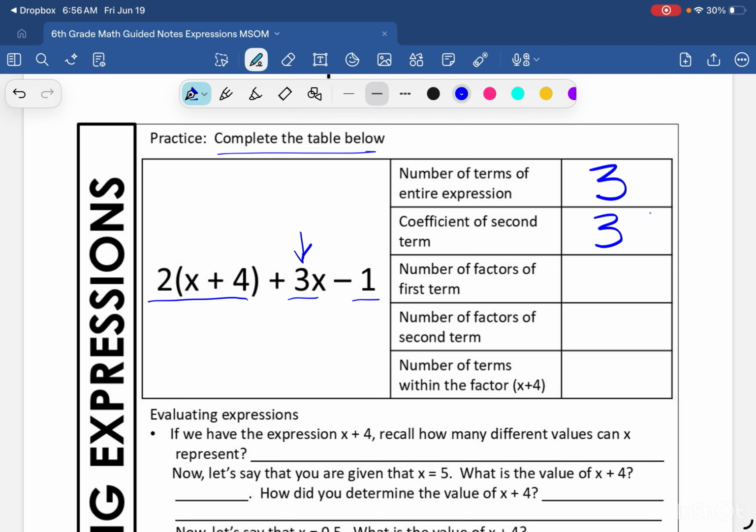Number of factors of first term, well, this is going to be one factor, and this is going to be the other factor, so we're going to say 2. Number of factors of second term, again, we have 1, 2. Number of terms within the factor x plus 4. If we're just looking individually at this, we also have one term here and one term there.